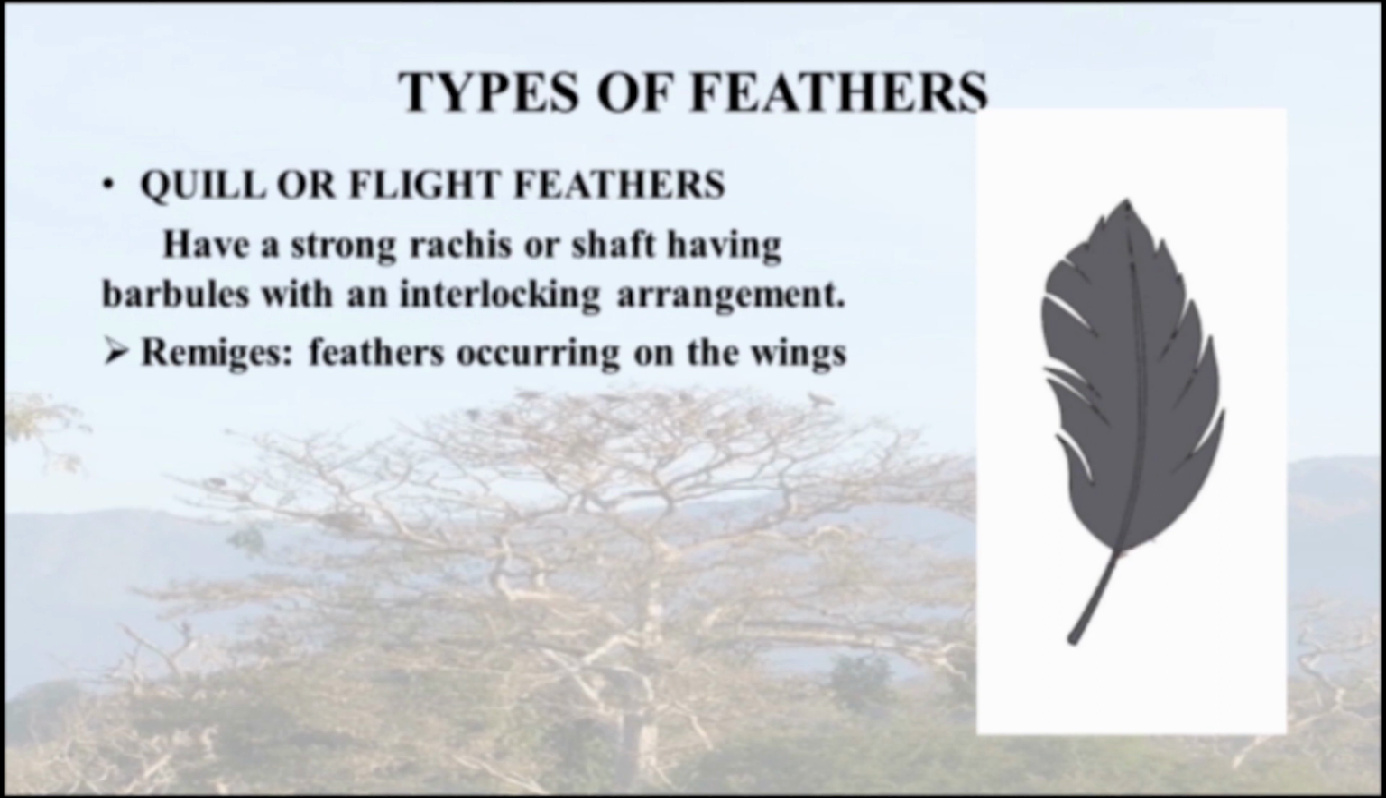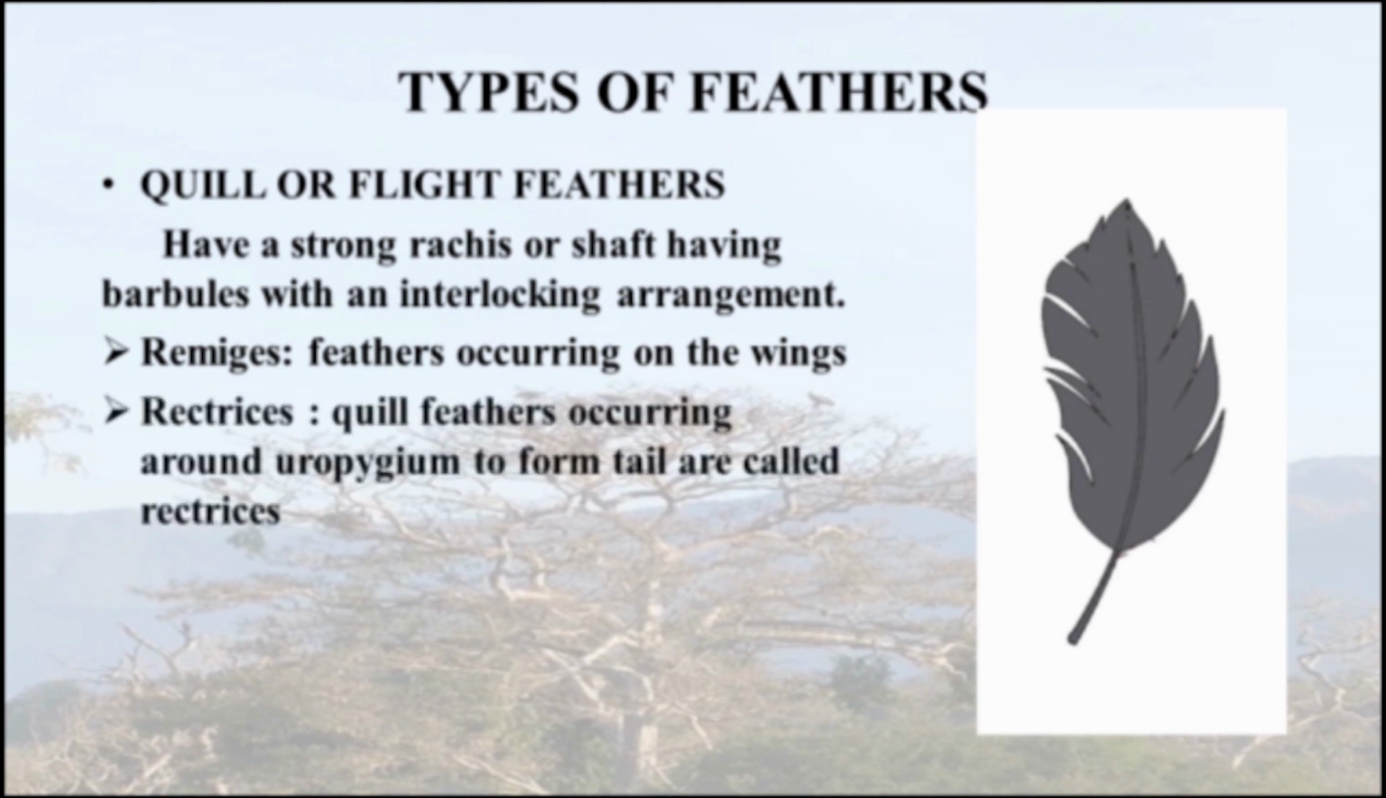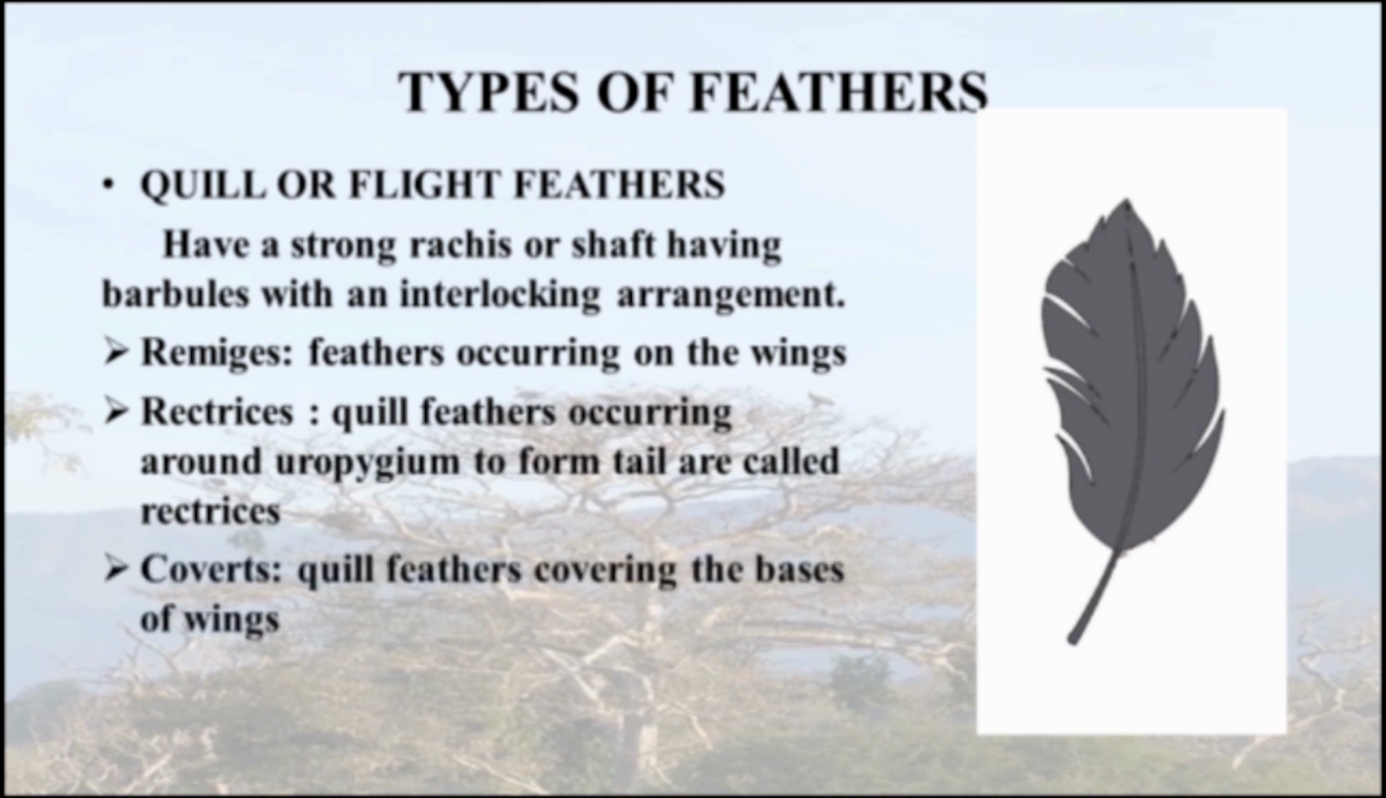Remiges are the quill feathers occurring on the wings and serving the purpose of flight. Rectrices are the quill feathers occurring around the uropygium to form the tail of the bird. Coverts are the quill feathers covering the bases of wings.